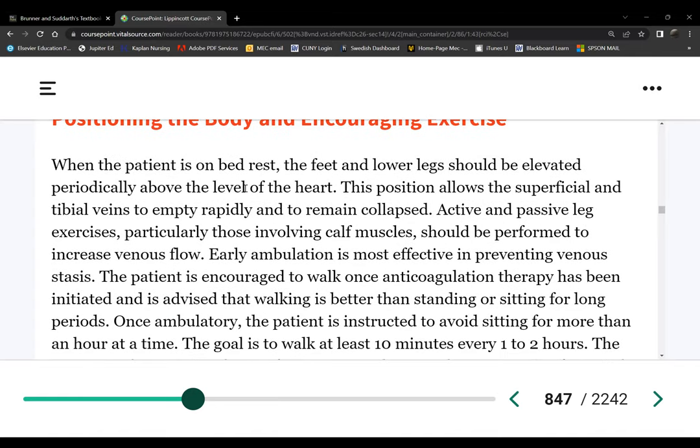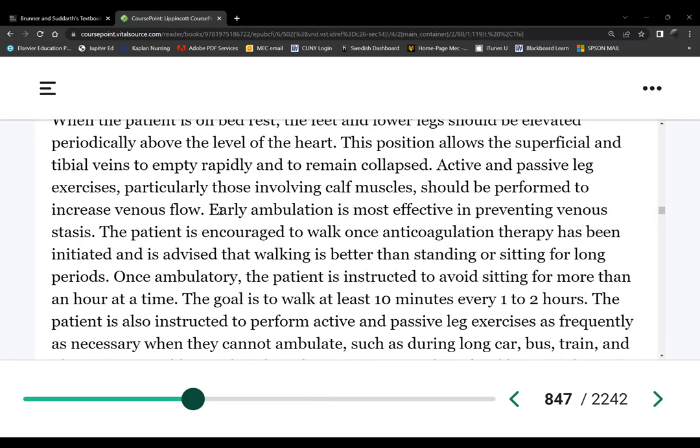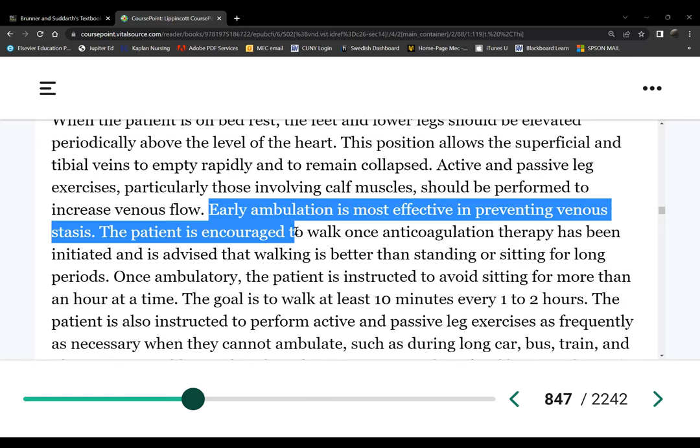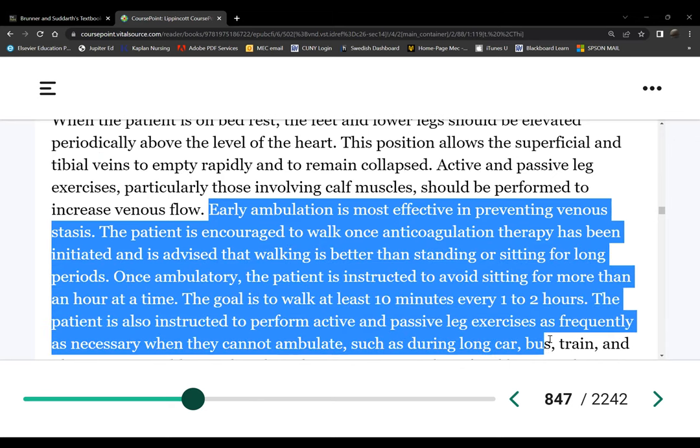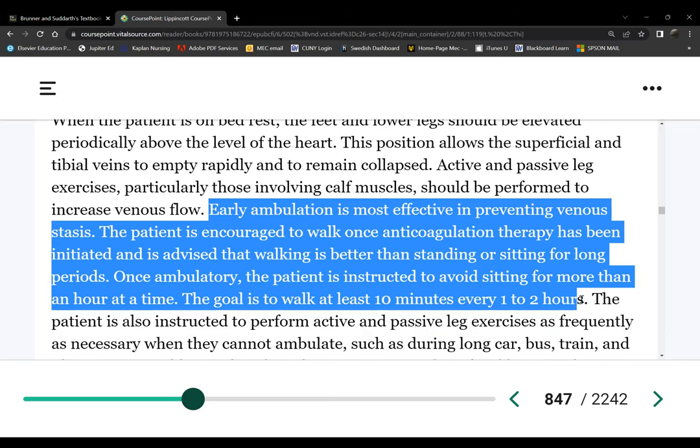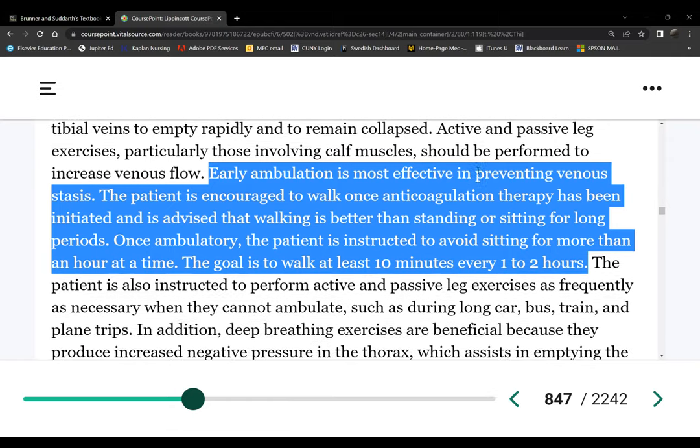So we know elevation: elevate above the heart. And here, early ambulation, so do not be afraid. Are we clear? Clearly, the book says ambulate. This is not just part of the prevention. This is also part of the management of DVT and PE.